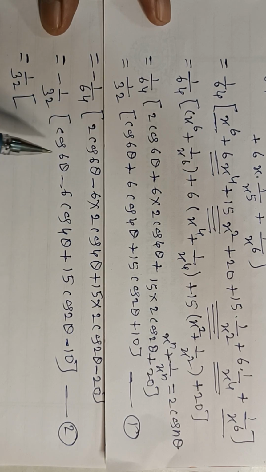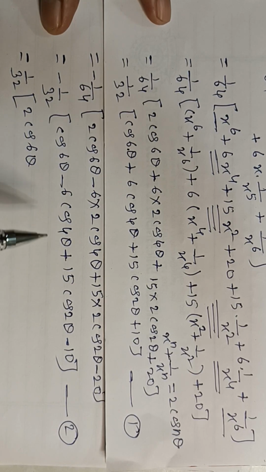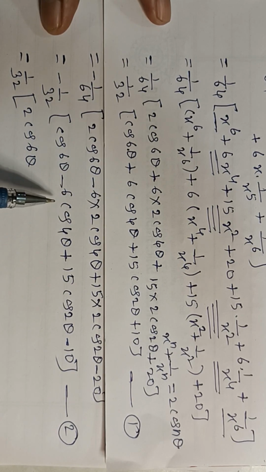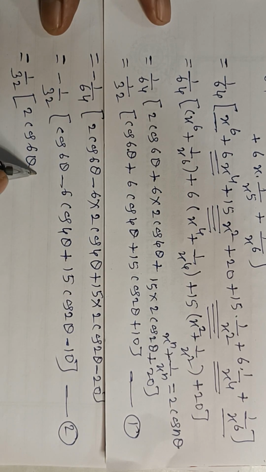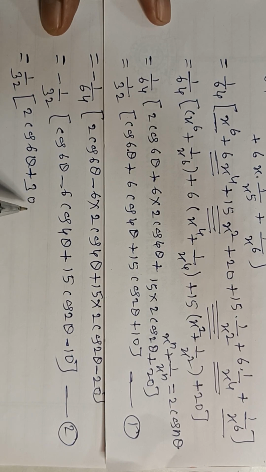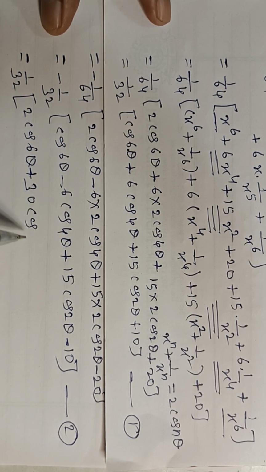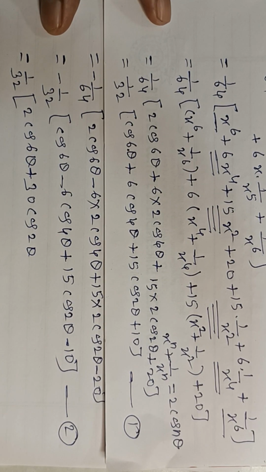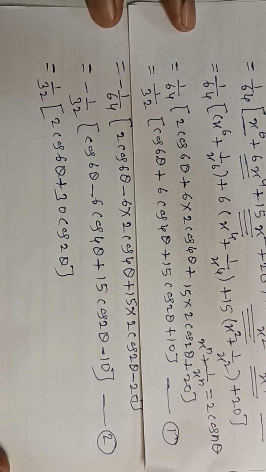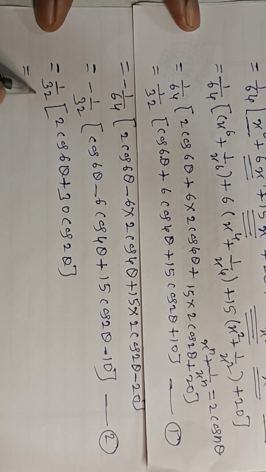So we have to take addition, because minus minus becomes plus. cos 6 theta plus cos 6 theta, that is 2 cos 6 theta. Then plus 6 cos 4 theta minus 6 cos 4 theta gets cancelled. 15 cos 2 theta plus 15 cos 2 theta, that is 30 cos 2 theta, plus 10 minus 10 gets cancelled. So you can take 2 common. Taking 2 common, this becomes 1 upon 16.